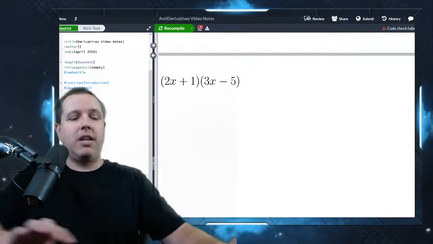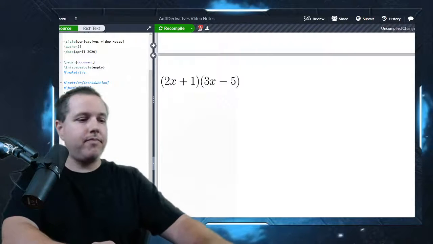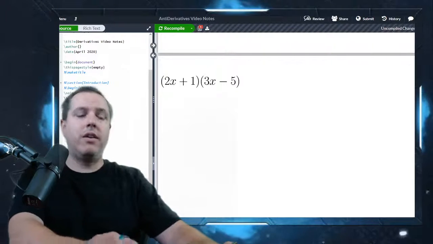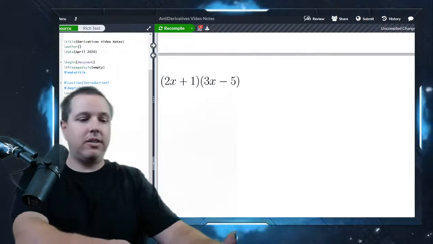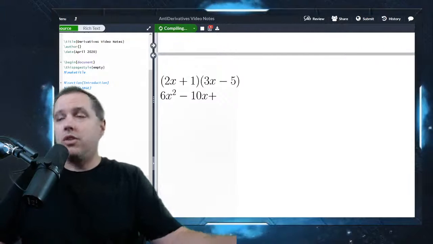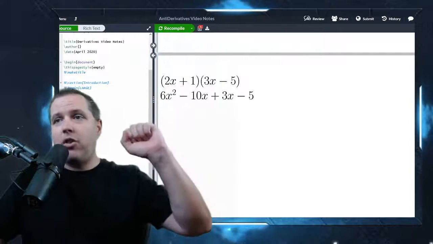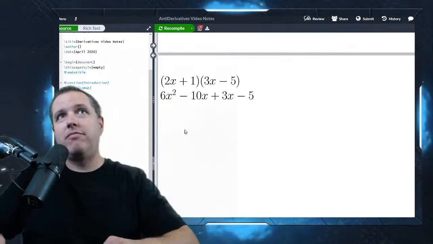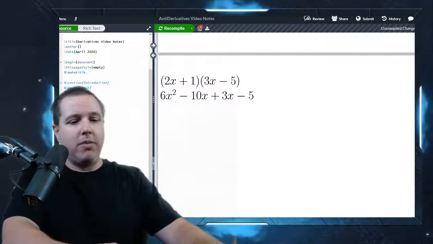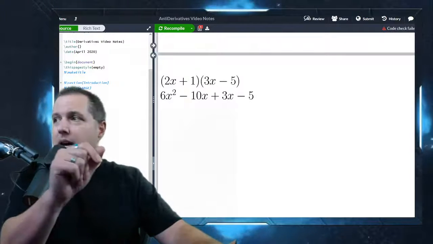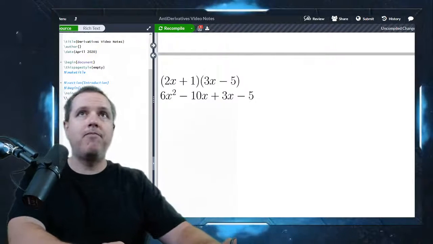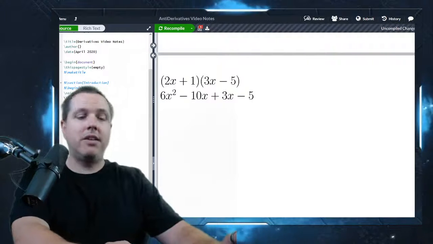So if we do that, what do we get? 6x squared minus 10x plus 3x minus 5. I did what I said. I took every term in the first polynomial and multiplied it by every term in the second one, right? That's 4 multiplications. Oh, except we need to simplify. We always want to combine those like terms when we can, right? So that's going to give us 6x squared minus 7x minus 5.